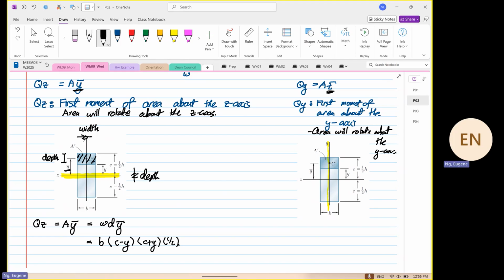Is this clear? I know this is not easy to remember, but you don't need to remember. But why is it? This term over here is our width. This term over here is our depth. Those are straightforward, yes or no? But why is our width, our Y bar, C plus Y times by half?